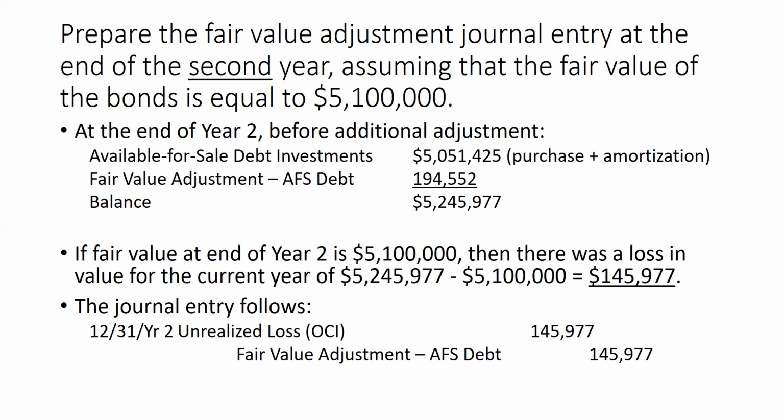That means that over this period of time, the bonds have lost $145,977. So rather than having an unrealized gain, we have an unrealized loss. That's a debit to unrealized loss through other comprehensive income. And remember, it's going through other comprehensive income because it's an available for sale debt investment. And we credit the fair value adjustment account, reducing its balance.